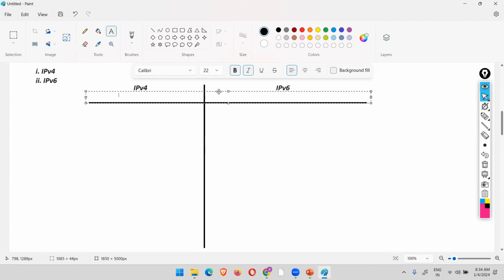Let's say for your IPv4 example we have 192.168.10.1. This is an IPv4 example. And this is one example of an IPv6 address. Now, just looking at these addresses, can you tell me some differences?